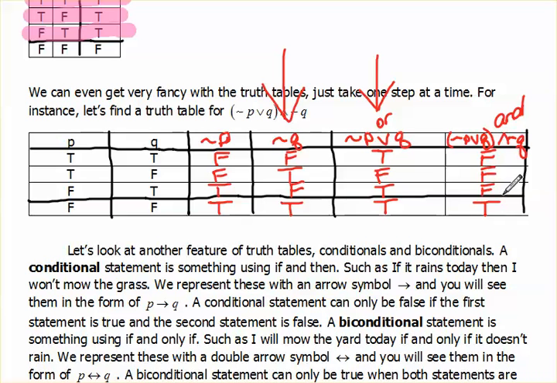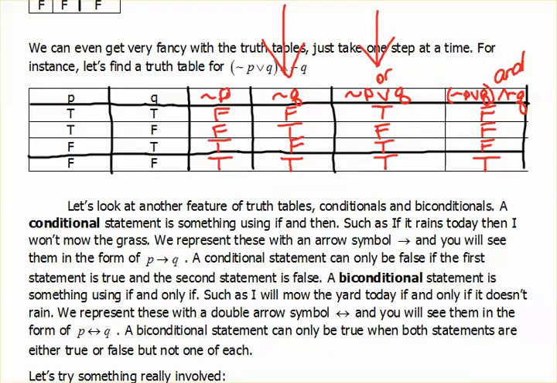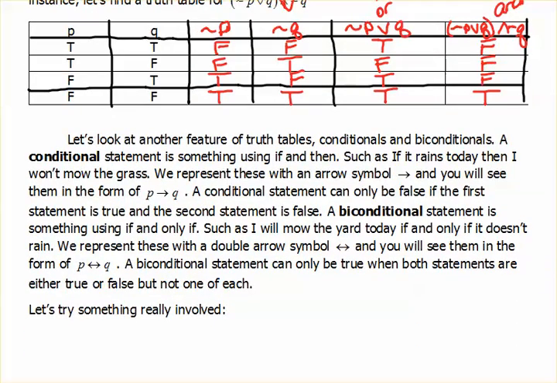Now there's another feature of truth tables that's called conditionals and biconditionals. A conditional statement, you'll recognize this by looking for the words if and then. So such as, if it rains today, then I won't mow the grass. So again, we take those statements and we represent those with P's and Q's, but this arrow symbol is what represents the implication or the conditional statement.